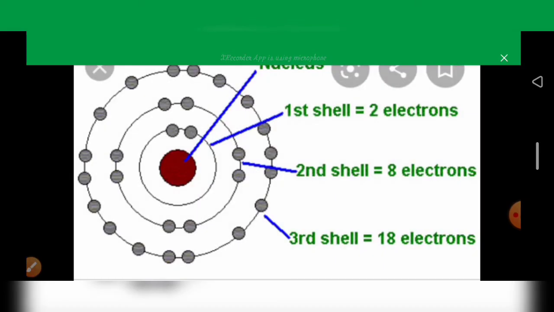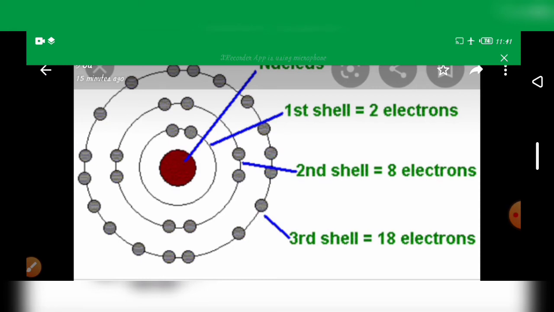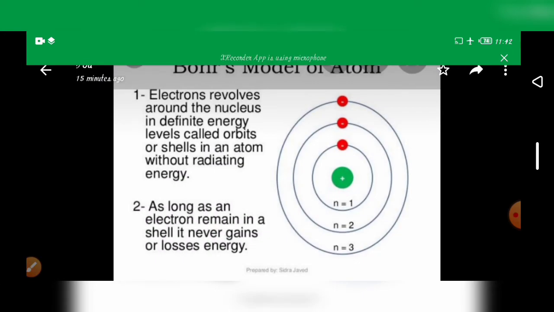Okay, next we see how the electrons are distributed. The first cell contains 2 electrons, the second cell contains 8 electrons, and the third cell contains 18 electrons. Suppose these cells are completely filled, then the atom will be highly stable. Okay, next, Bohr's model of atom. Electrons revolve around the nucleus in definite energy levels called orbits or cells in an atom without radiating energy. As long as an electron remains in the cell, it never gains or loses energy.